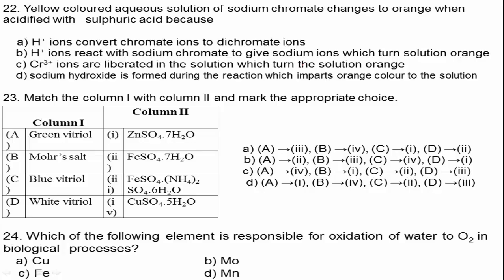Here chromate ion, CrO4 2 minus, is yellow in color. When it is converted by H plus into Cr2O7 2 minus, the dichromate ion, the color changes to orange. Therefore, the correct answer for question 22 is A.